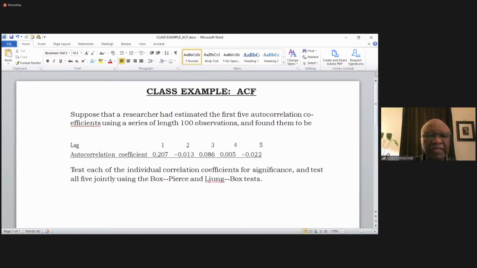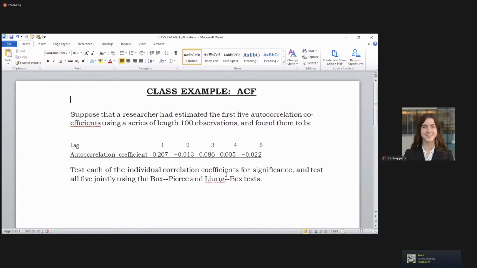So what do we do? Let us test each of the individual autocorrelation coefficients for significance. In other words, let us test if they're equal to 0. And then let us also test all 5 of them jointly, a portmanteau test, using two tests: the Box-Pierce, the first one I showed you, and the Ljung-Box test, the LB test. And let us test them at 95% confidence. Everybody following me?